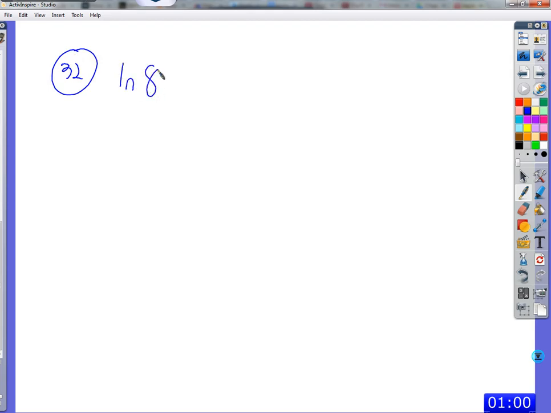Natural log of 8, x to the third equals 3, and the natural log of 8 plus the natural log of x. So here's the first thing that I want to look at. What did they do wrong?